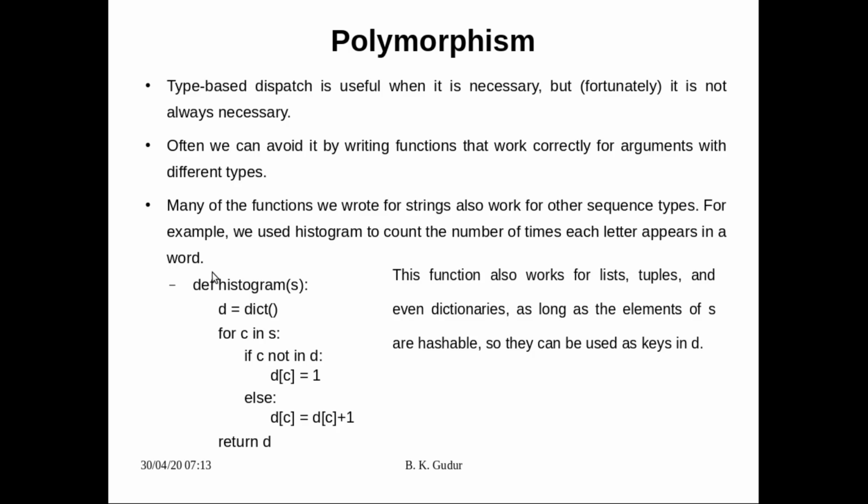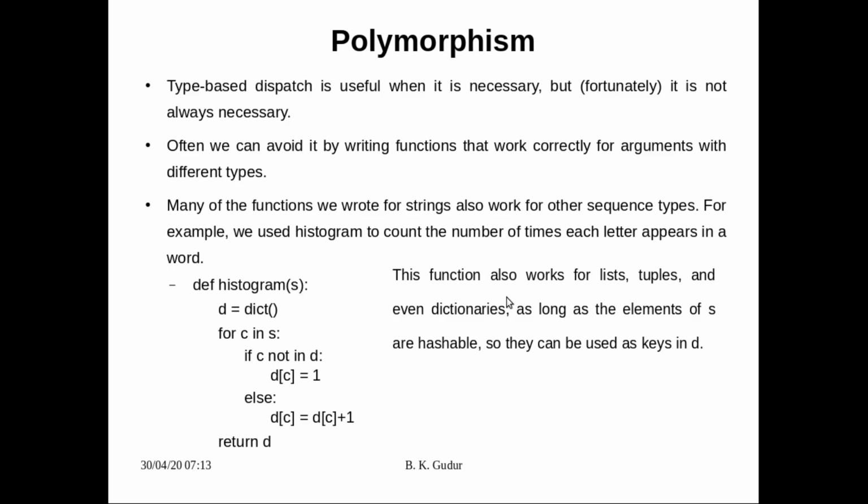This is the function we have already seen. This is a user defined function we wrote, def histogram(s), where s is a string. It defines a dictionary, d is equal to dict(), an empty dictionary. For every character c in the string, if c is not in the dictionary, d[c] is equal to 1, and else d[c] is equal to d[c] plus 1. Later, return d. What this particular function does is count the occurrences of each character in the string s.